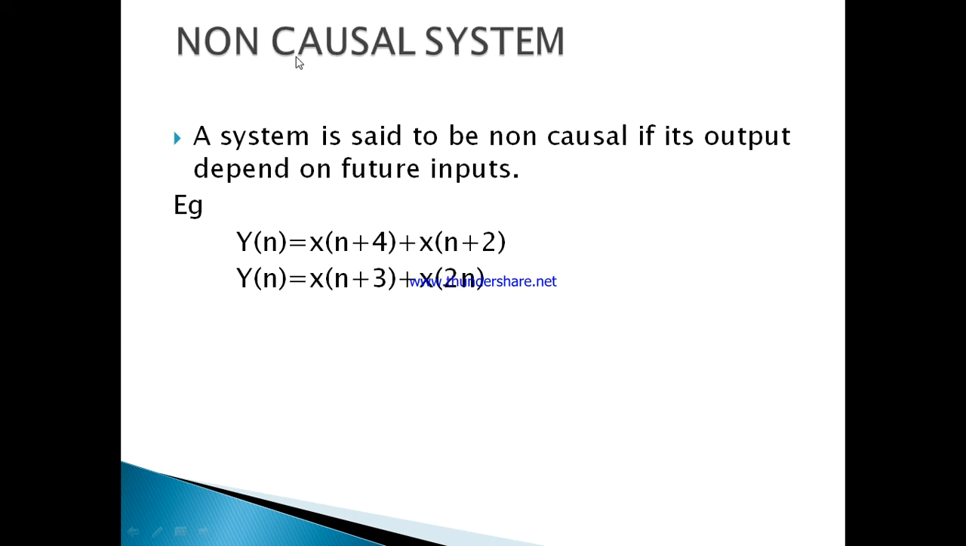Next one, non-causal system. A system is said to be non-causal if its output depends on future input. So y of n equal to x of n plus 2 plus x of n plus 2. These are all future inputs. So the system will be a non-causal system.